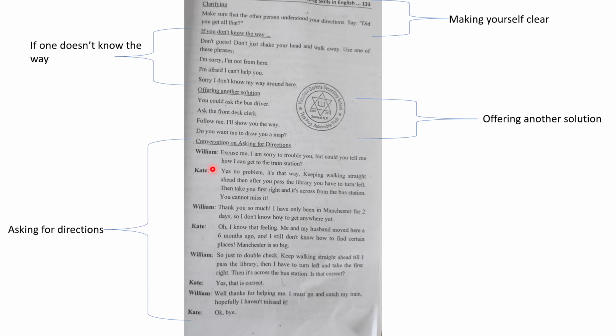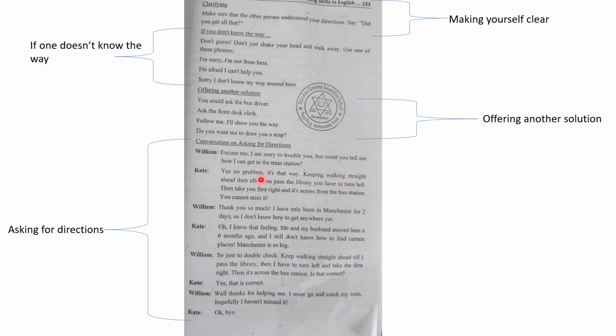Kate says, yes, no problem. It's that way. Keep walking straight ahead, and then you pass the library. You have to turn left. Then you take the first right, and it's across from the bus station. You cannot miss it.